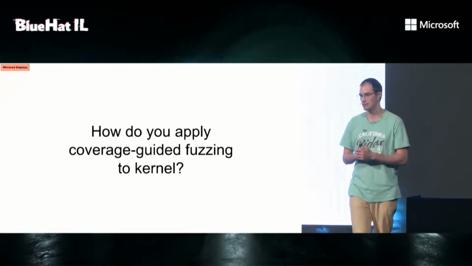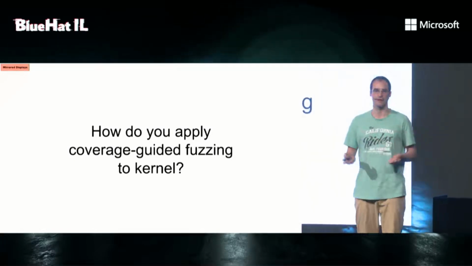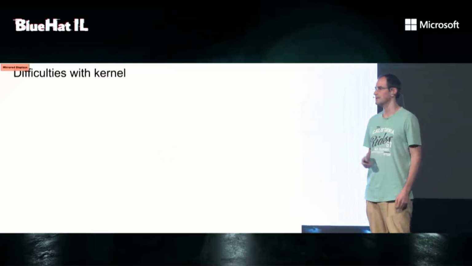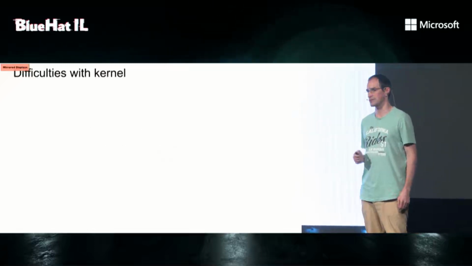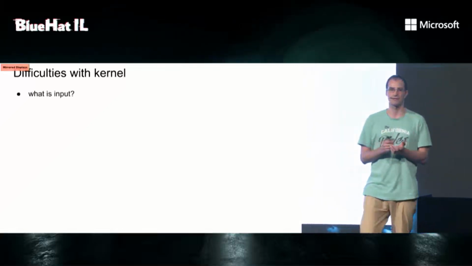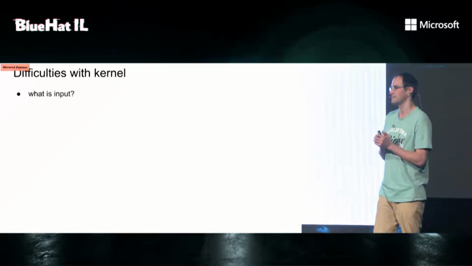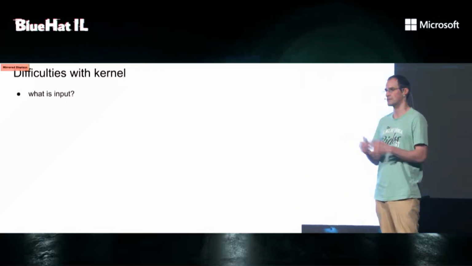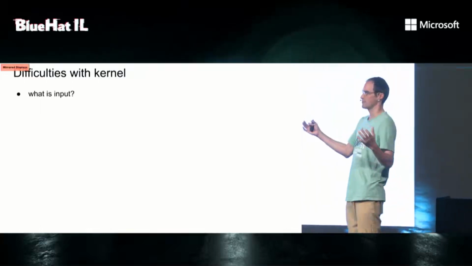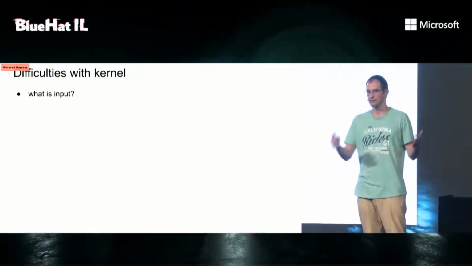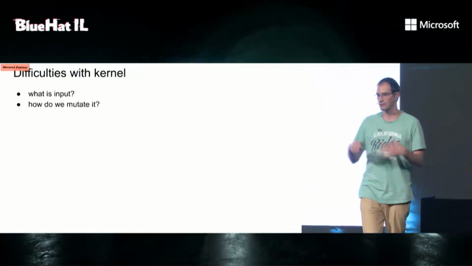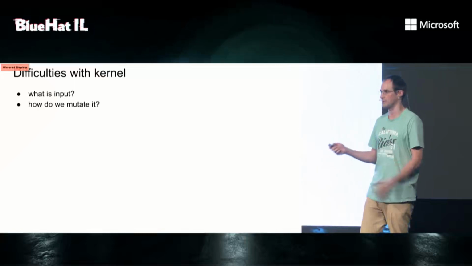Okay, the question is how can we apply this nice idea of coverage-guided fuzzing to the kernel? And it turned out to be not that simple. There are several problems. First of all, what is an input? User space fuzzers usually consider input as just an array of bytes, some blob, which doesn't have any structure. So how do you turn this blob into some load on the kernel? And then how do you mutate this load on the kernel?